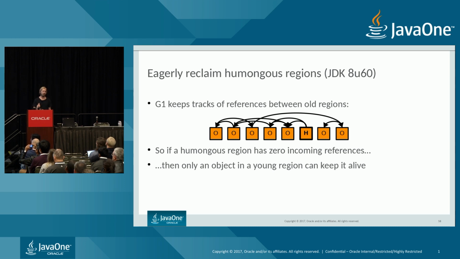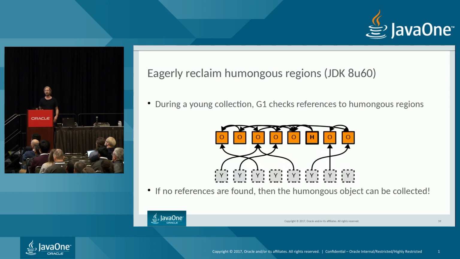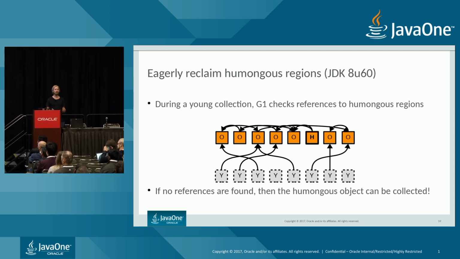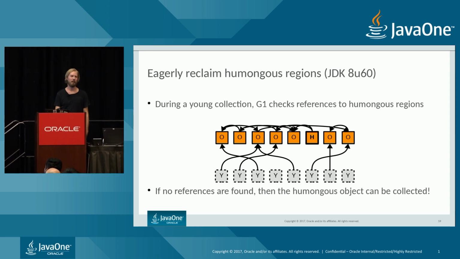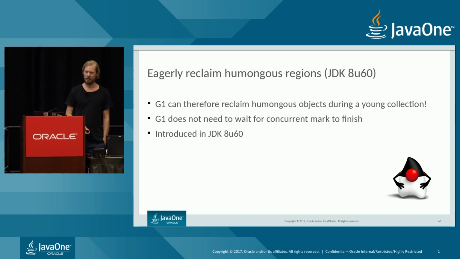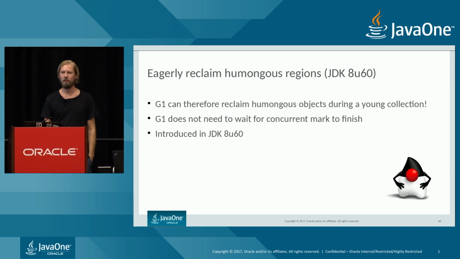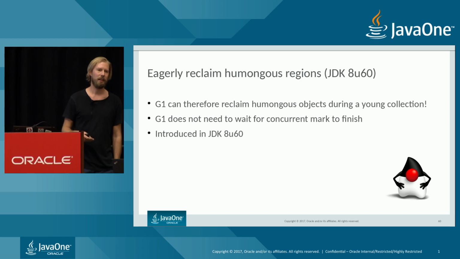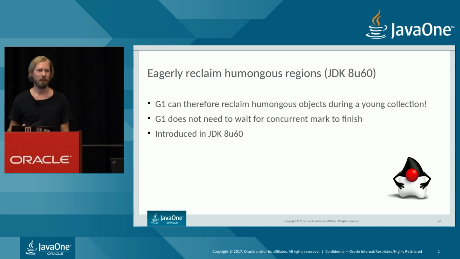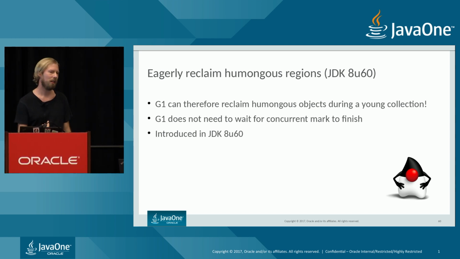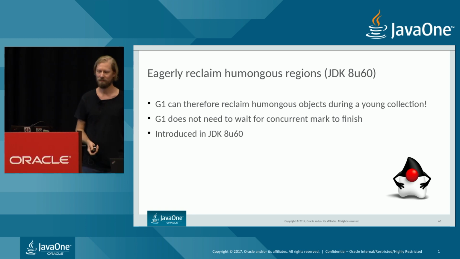But remember, when we do a young collection, we will look at all the live objects in all the young regions. So during the young collection, G1 will check if there are any references from a young object to this humongous object. If no references are found from young objects, we know that nothing is holding on to this humongous object. We can reclaim the memory and reuse it later. So G1 can, due to this feature, reclaim humongous objects during a young collection. It does not need to wait for concurrent mark to finish to realize that the object is dead. This was introduced in 8u60 and can help quite a lot if you allocate a lot of large objects.